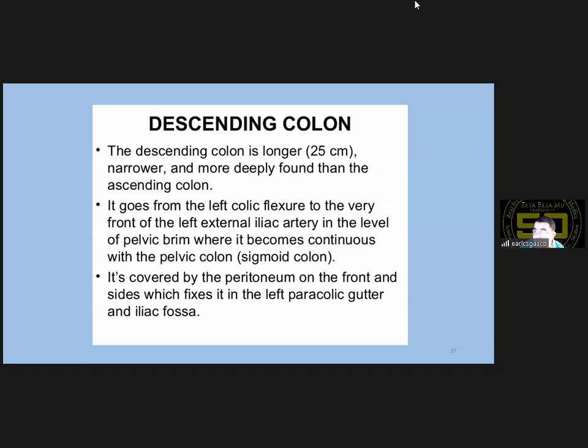Now we go to the descending colon. This is longer than the ascending colon, 25 centimeters, but it's narrower and more deeply placed. It spans from the left colic flexure to the front of the external iliac artery, and is continuous with the pelvic colon or the sigmoid colon. It is covered by peritoneum on its front and sides, and it's fixed to the left paracolic gutter and the iliac fossa.